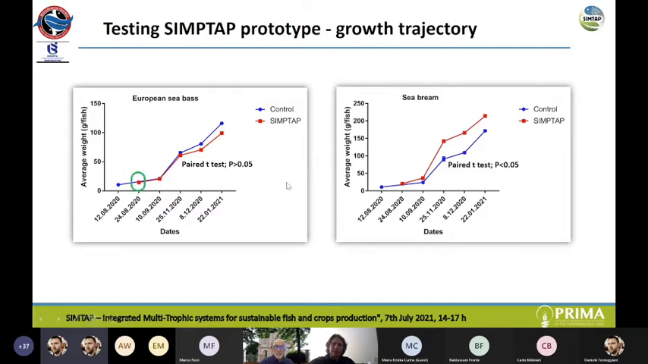And you see, after starting the experiments, we had a power cut in the SIMTAP system, so we had to restock fish to the system. So we started the SIMTAP system a little bit late compared with the control group. You see, the duration difference is only 12 days.